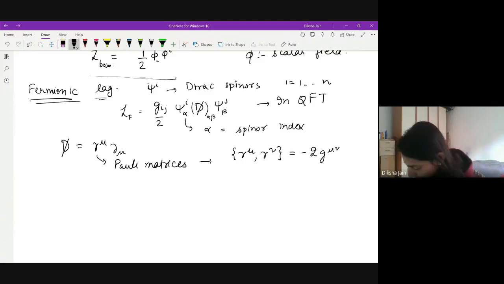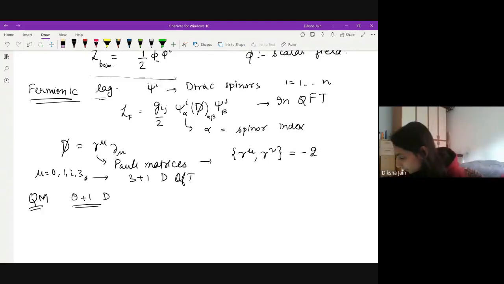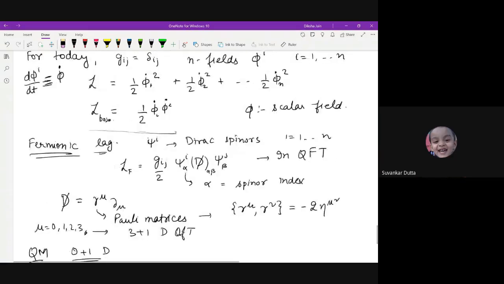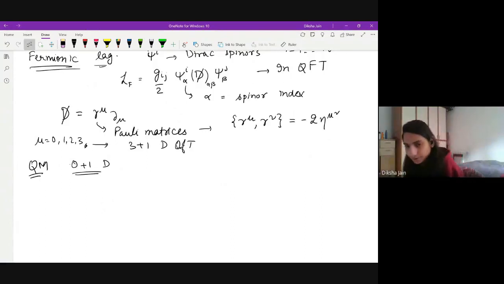Now remember, mu was 0, 1, 2, 3 for the 3 plus 1D QFT. Now I am in quantum mechanics, so I just have time. So for 0 plus 1D, is it eta mu nu? I don't want to introduce flat indices; usually it's G mu nu and gamma a, gamma b is flat. But because I will work with flat space, and they are familiar with these, maybe just keep it as eta mu nu. So I'm just keeping it eta mu nu.